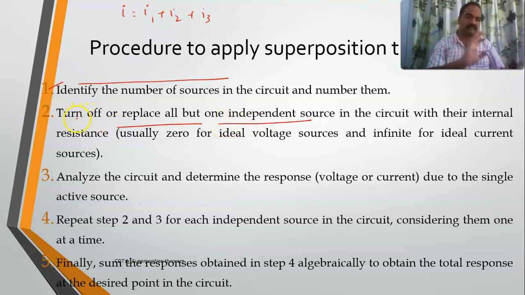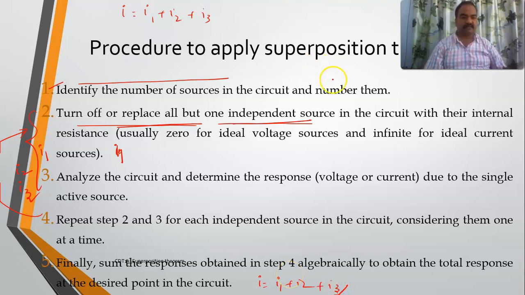So I have drawn separate circuits, right? With each individual source working. So replace other sources, let only one independent source be working, and you determine the response. In steps 2 and 3, I will determine I1. Next, repeat steps 2 and 3 for each independent source. So the same thing will be repeated again and again. I will determine I2 and I will determine I3, and if more sources are there, I4, I5, I6 like that. So the procedure will be repeated. And finally, what am I supposed to do? I am supposed to algebraically add all these things.